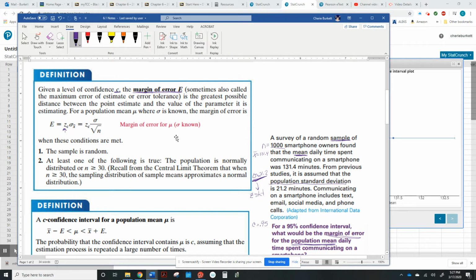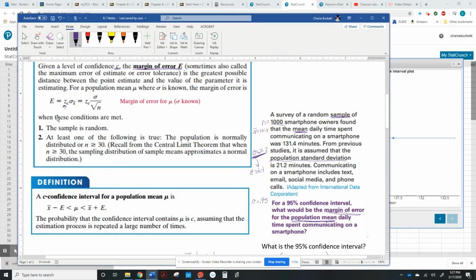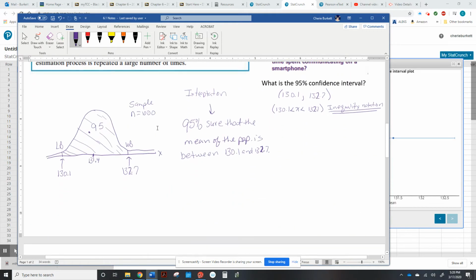But it is what they're asking you for right here, and you can calculate the margin of error without having to use this formula, because we find the margin of error right here. The margin of error is how far it is from here to here, and then how far it is from here to here. That's going to be your margin of error. This is your ME right here.